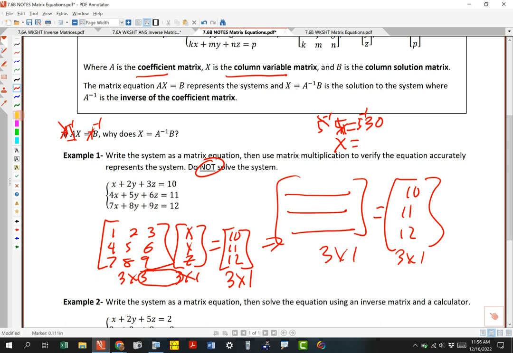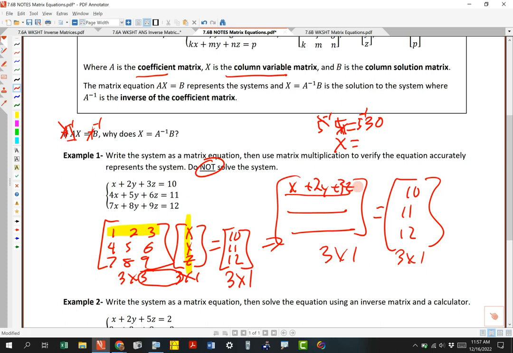This one is the first row, first column. So I'm going to take the first row and multiply it by the first column, and add those together respectively. So 1 times x is 1x. 2 times y is 2y, 3 times z is 3z, and then I'm going to add all those together. So this is x plus 2y plus 3z.